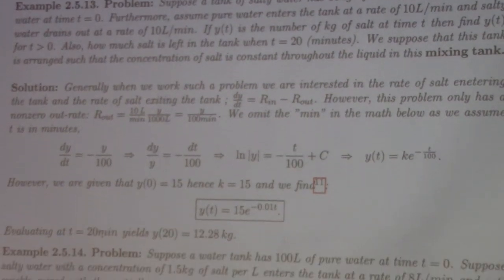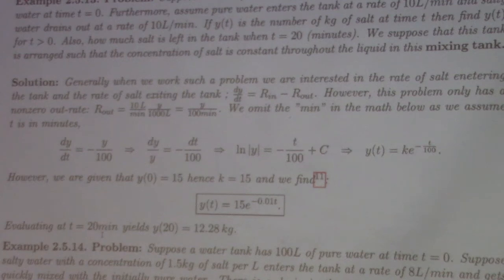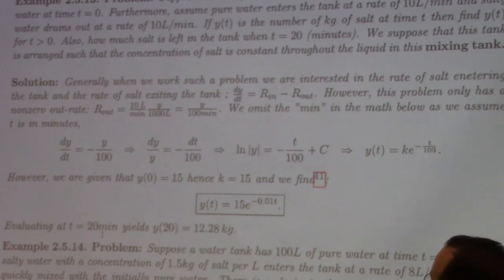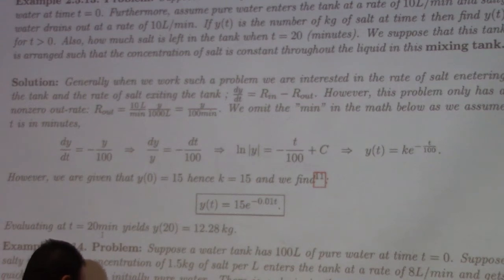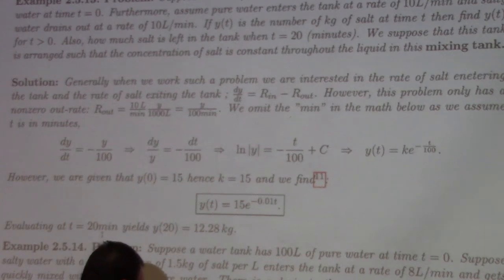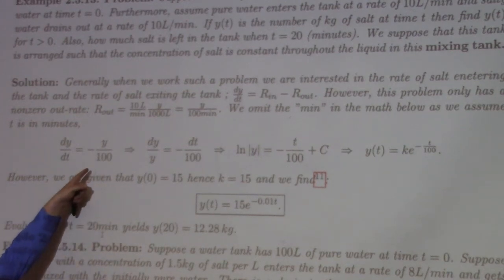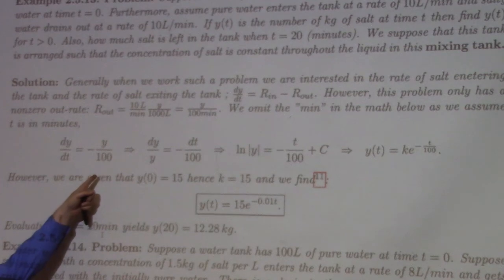You can also solve mixing tank problems, where you talk about salt going into and out of a tank. Basically you set these up as dy/dt equals the rate in minus the rate out. For this one, I think I'm putting pure water into the tank, so the rate in is 0. The rate out is minus y over 100, because y is the kilograms of salt in the tank at time t, and 100 is the amount of liters in the tank.